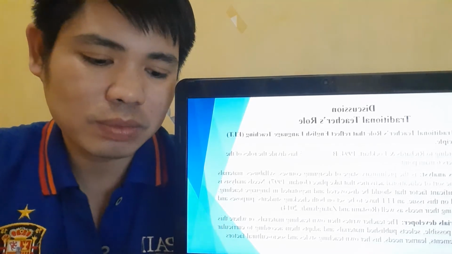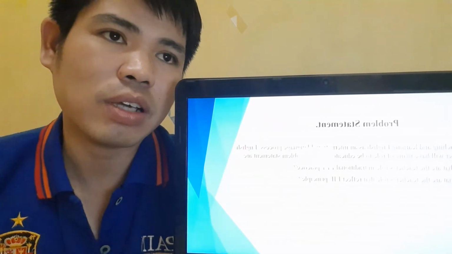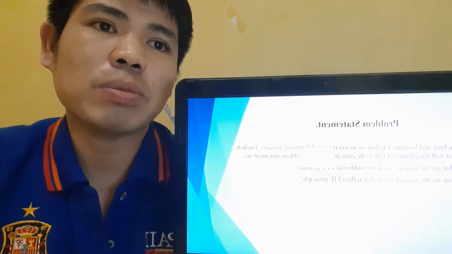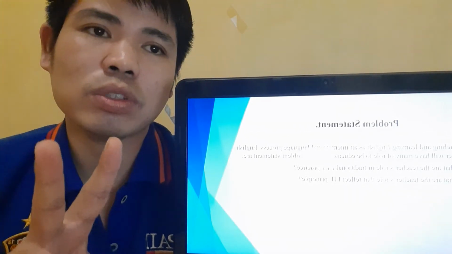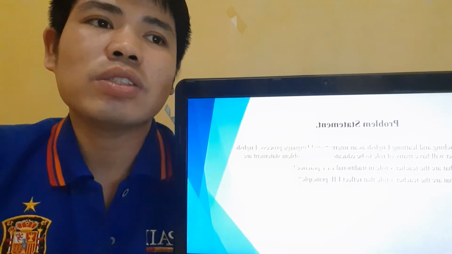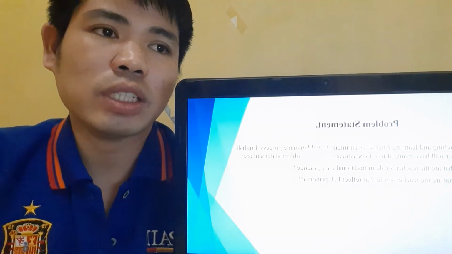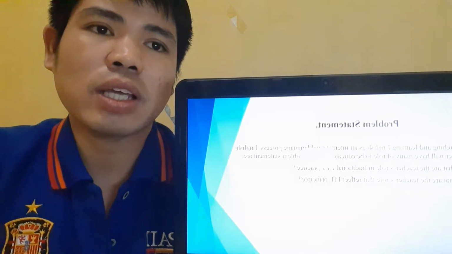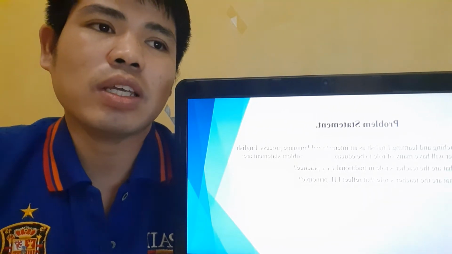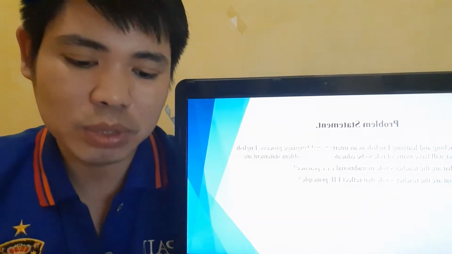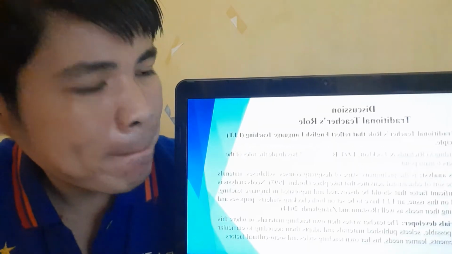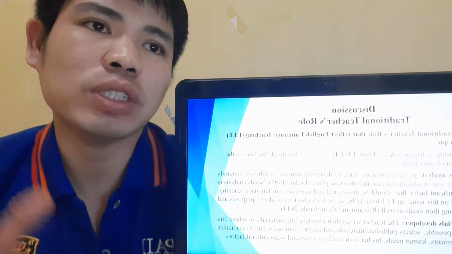This slide is about the problem statement. For the problem statement I have two questions. The first one is: what is the teacher's role in traditional ELT practice, and what is the teacher's role that reflects EIL principles? Okay, so let's move to the discussion.